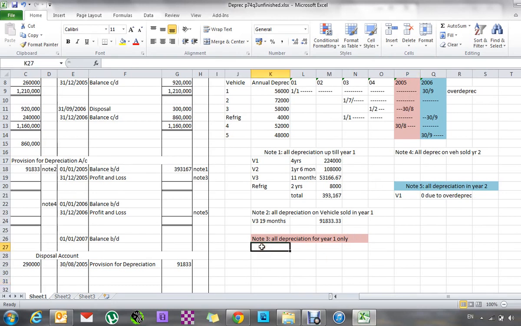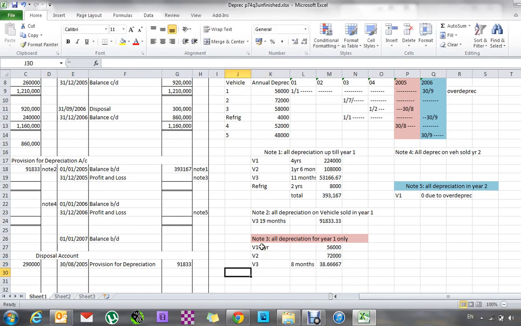So vehicle 1 is 1 year. That's 1 year, 56 grand. Vehicle 2 is also 1 year, 72 grand. Vehicle 3 I had for part of the year, so the depreciation that happened only during this year is going to be 8 months. So that's going to be 58 grand times 8 over 12, or 2/3.